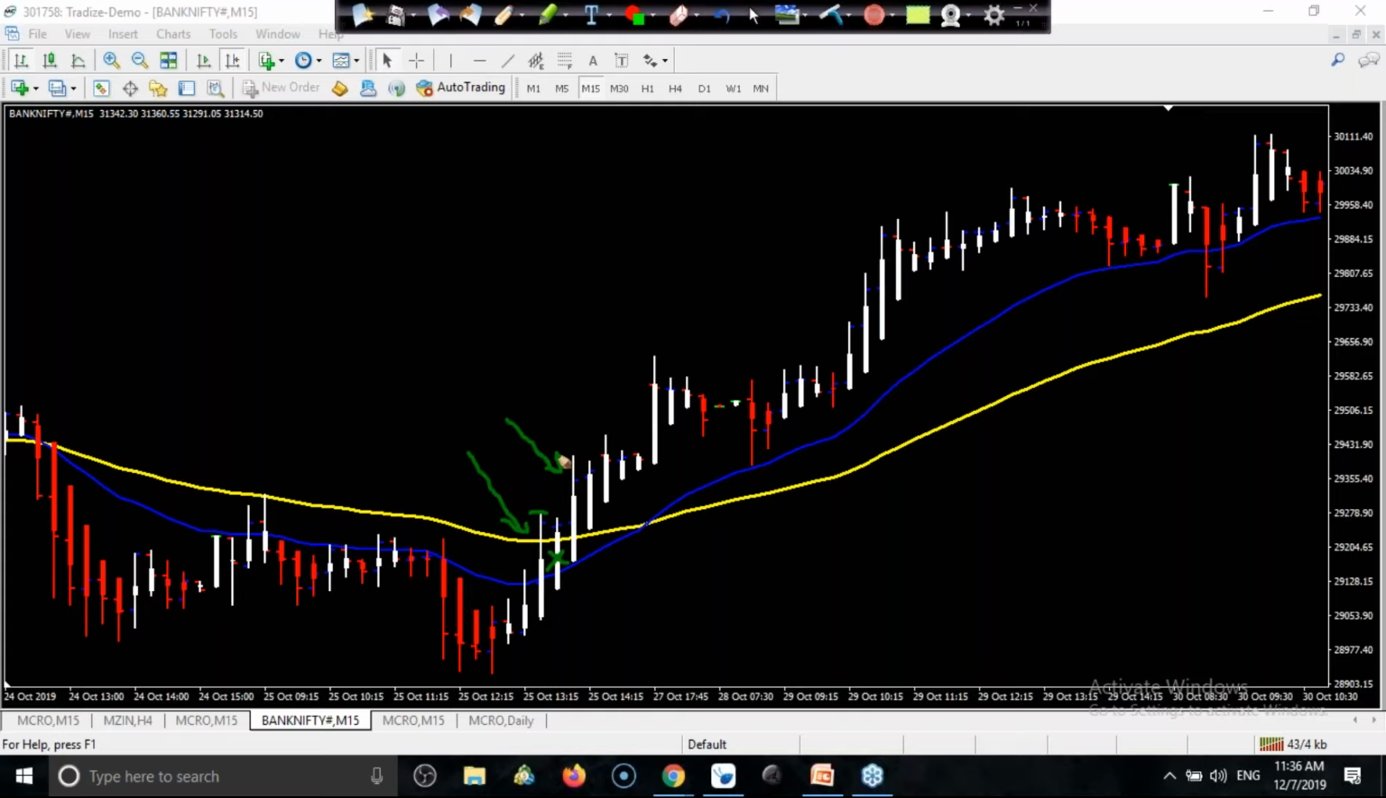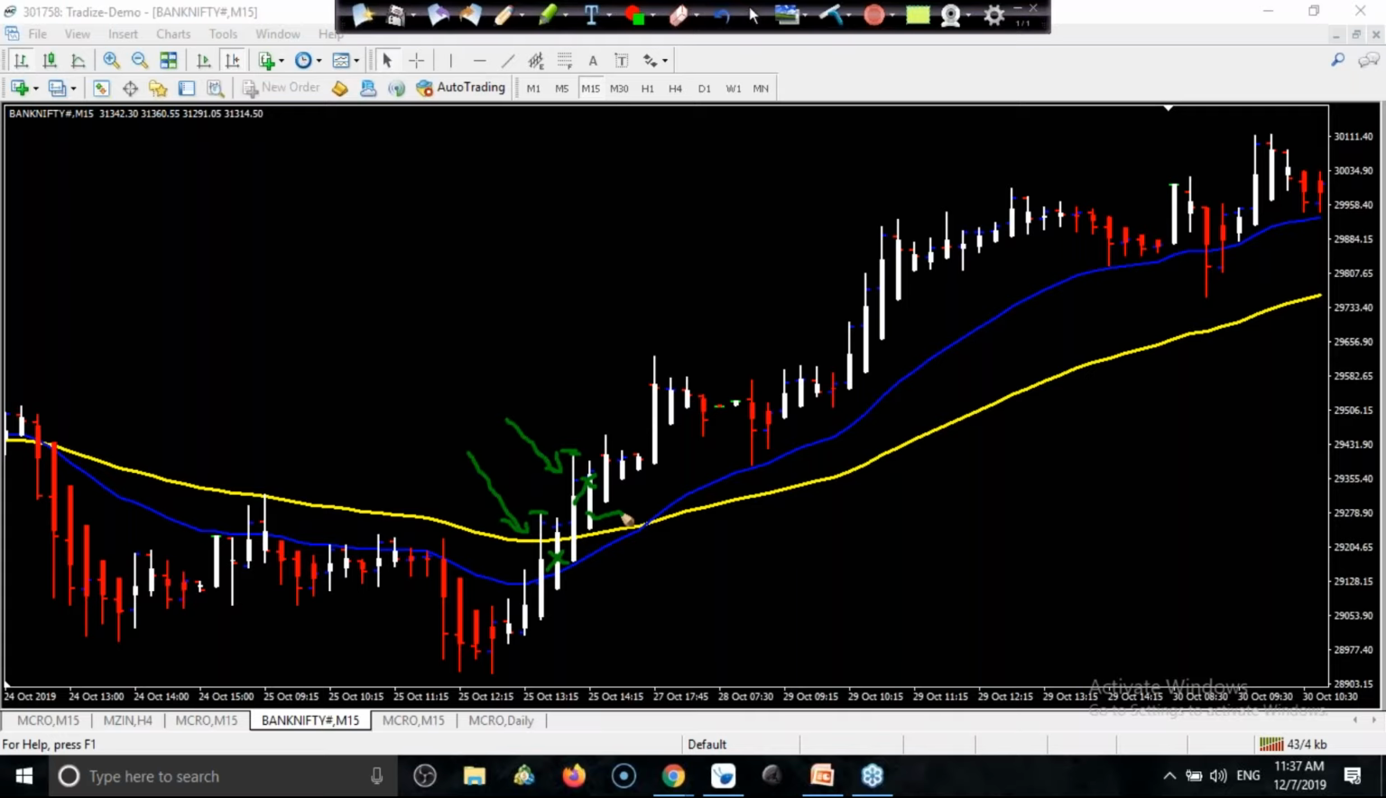Okay, this is Bank Nifty. I'll tell you one by one how to enter in this market exactly. So now you can see next candle, this candle fail to break this previous higher point. That means this candle have less strength. Need both character.